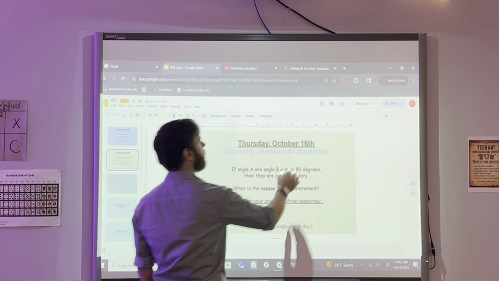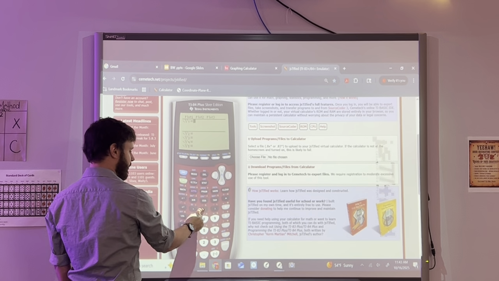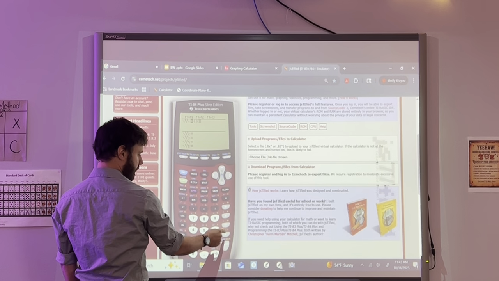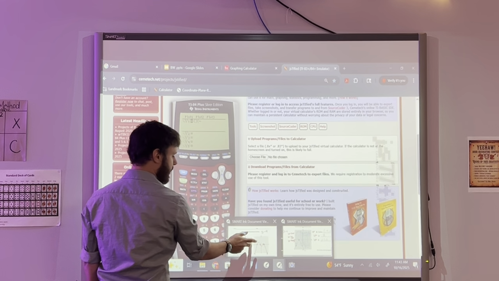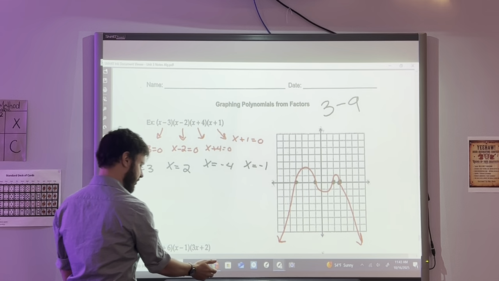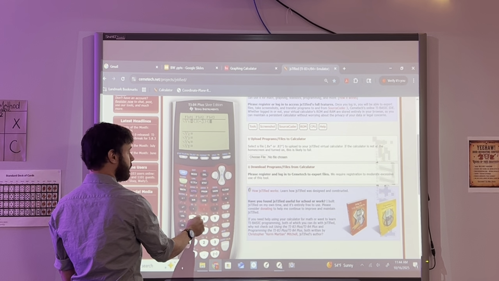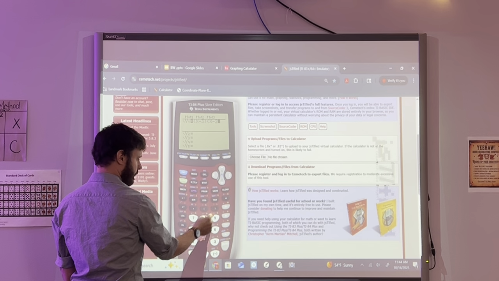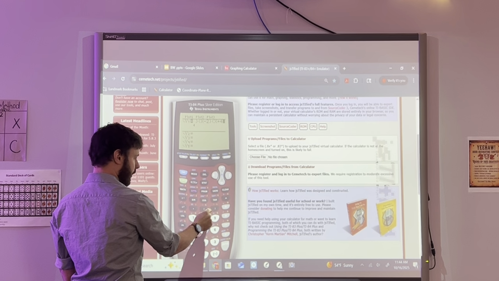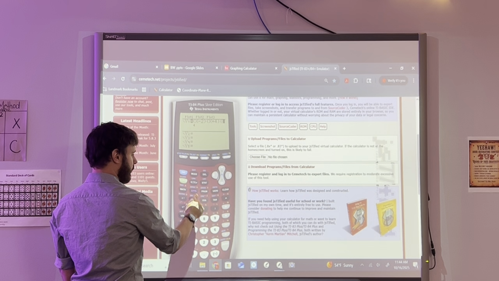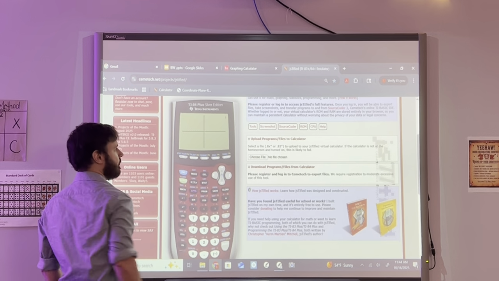Here, in our calculator, we can type in exactly what we saw. It was x minus, what? Oh, I forgot immediately. x minus 3, x minus 2, and then it was x plus 4, x plus 1. Graph.